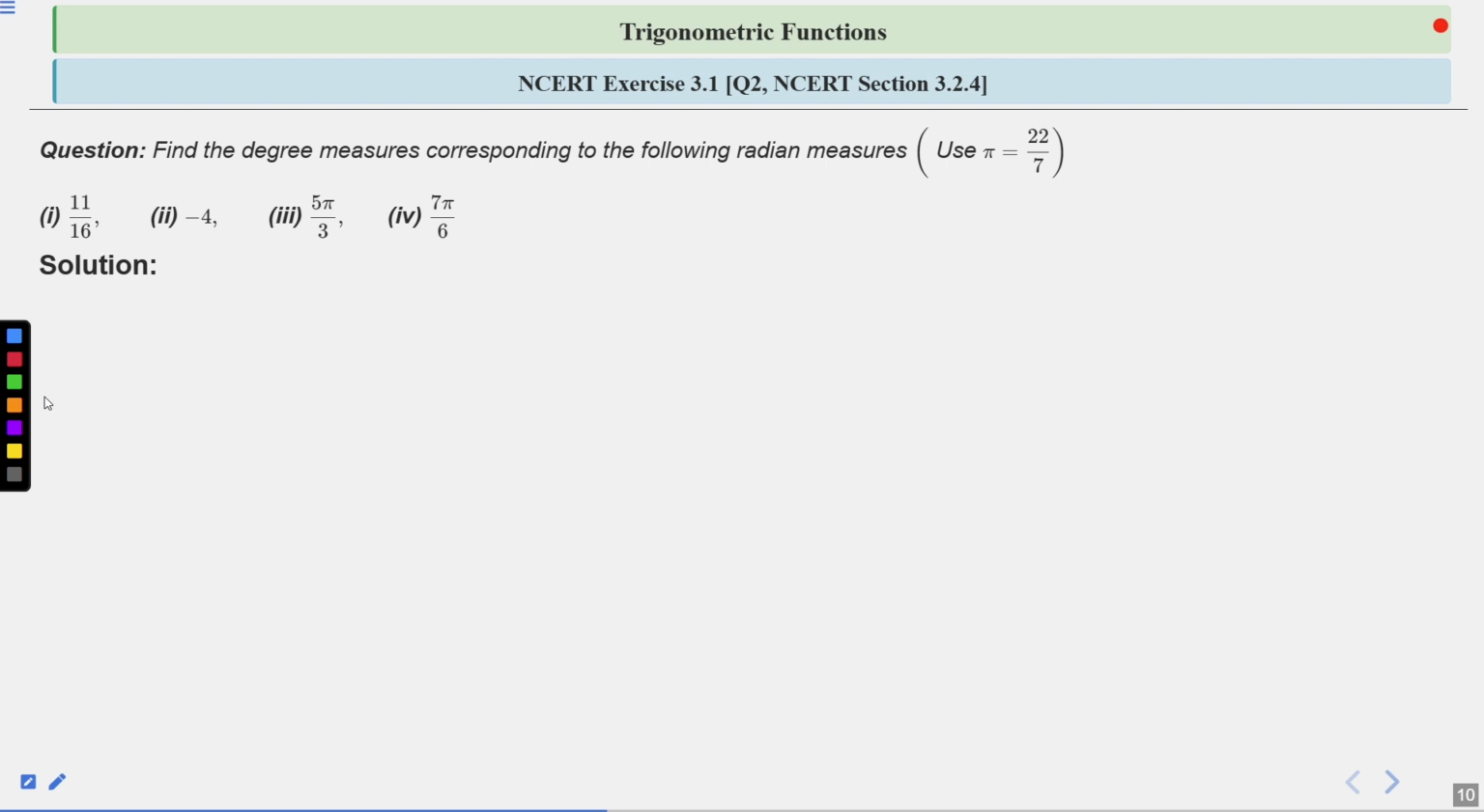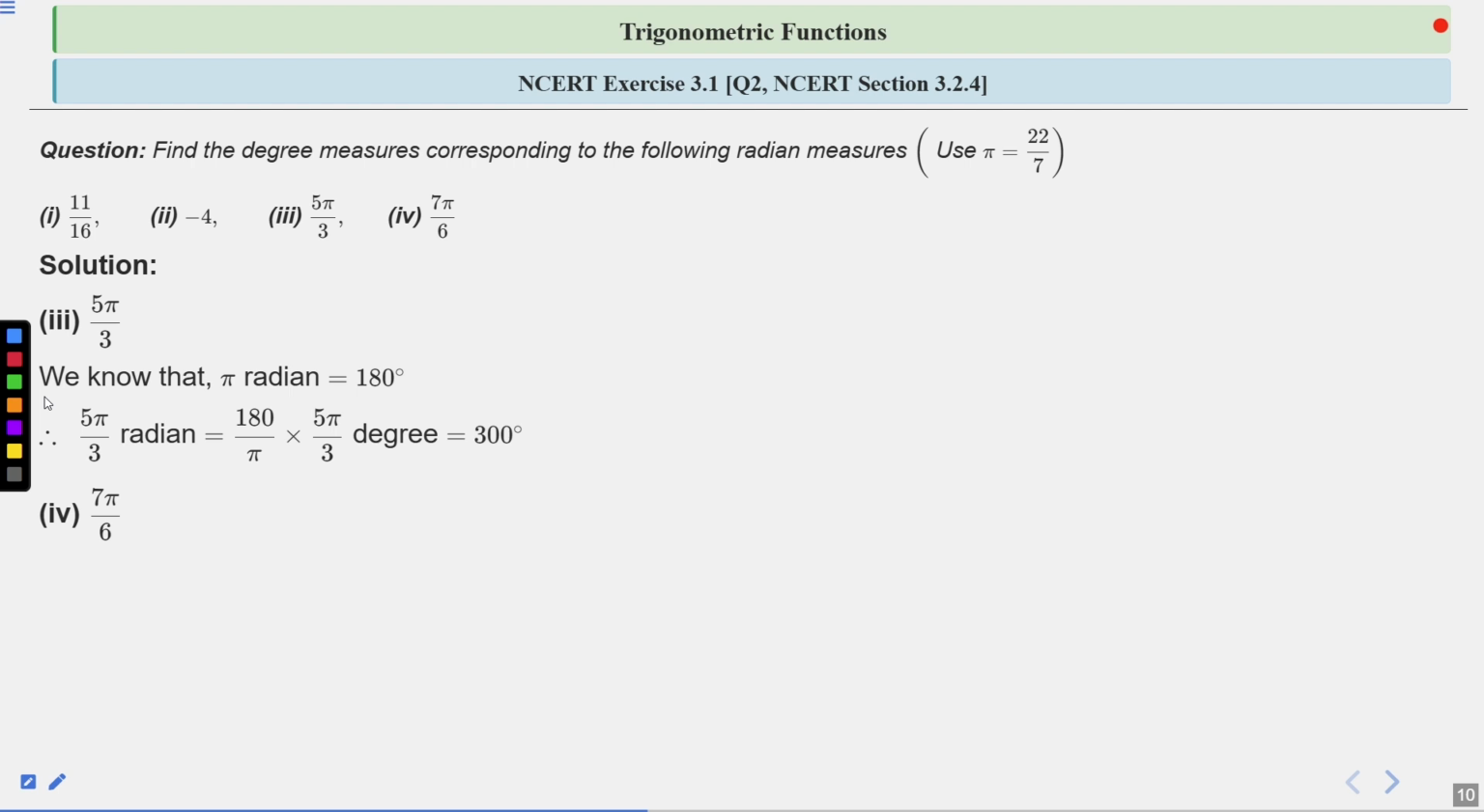For part 3, which is 5 pi by 3 radian, we need to convert it in degree, right? We know that pi radian is equal to 180 degree, isn't it? Therefore 5 pi by 3 radian will be equal to 180 upon pi into 5 pi by 3 degree, which is equal to 300 degree, right? Clear? So correct answer is 300 degree for part 3. Now let's discuss part 4, which is 7 pi by 6.